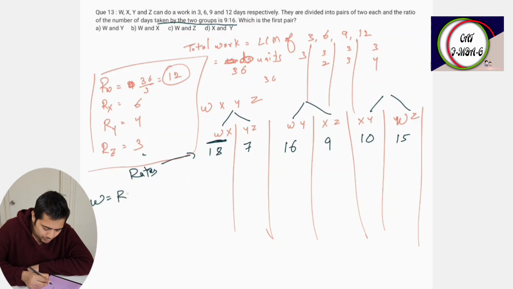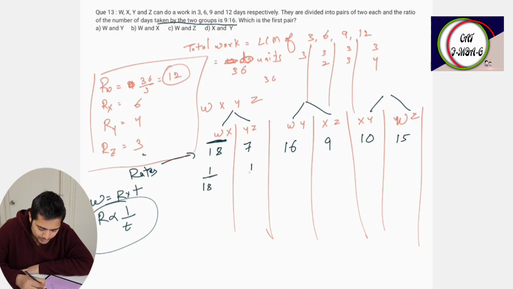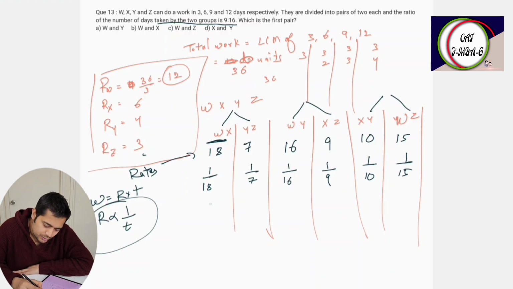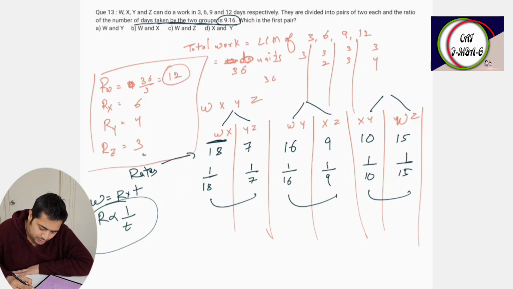And you know, work is equal to rate into time. So rate is inversely proportional to time. So here T will be in the ratio 1 is to 18, 1 is to 7, 1 is to 16, 1 is to 9, 1 is to 10, 1 is to 15. Number of days taken by two groups is 9 is to 16. So we have to do the ratio so it comes to 9 is to 16. So 1 by 16 divided by 1 by 9 is equal to 9 is to 16.